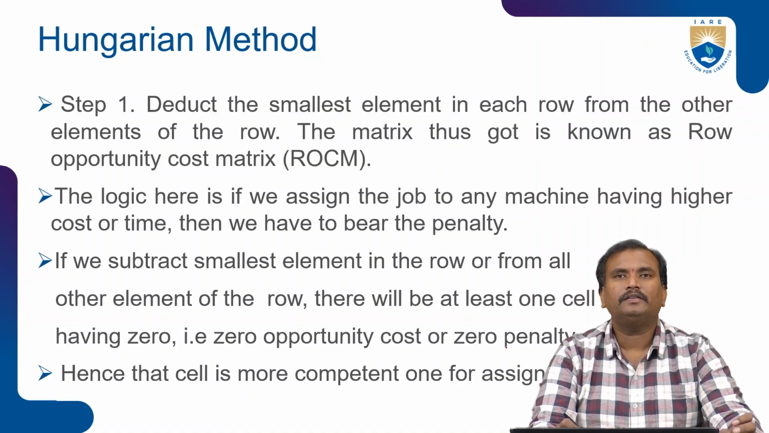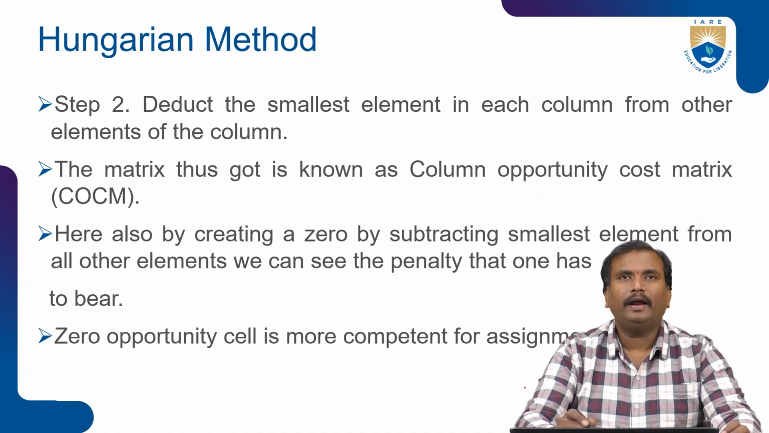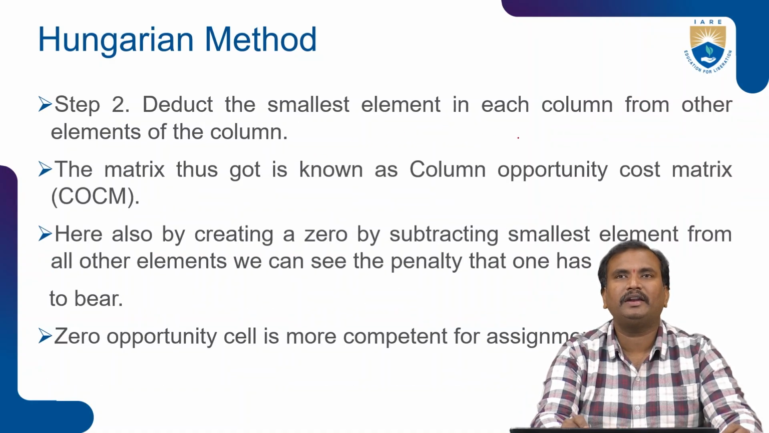In order to make 0 opportunity cost or 0 penalty, we have to subtract the smallest element in the row from all the elements of the row. There will be at least one cell which has 0. Hence, that cell is more competent for assignment. Whatever cell has 0 opportunity cost, that cell is more competent for assigning the allocation of that particular row.